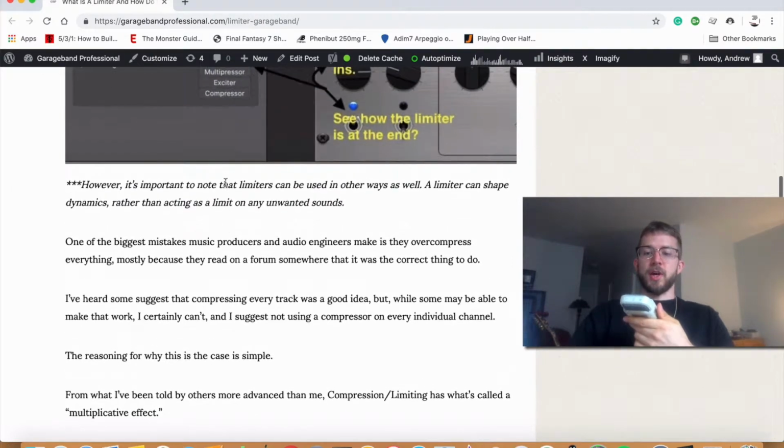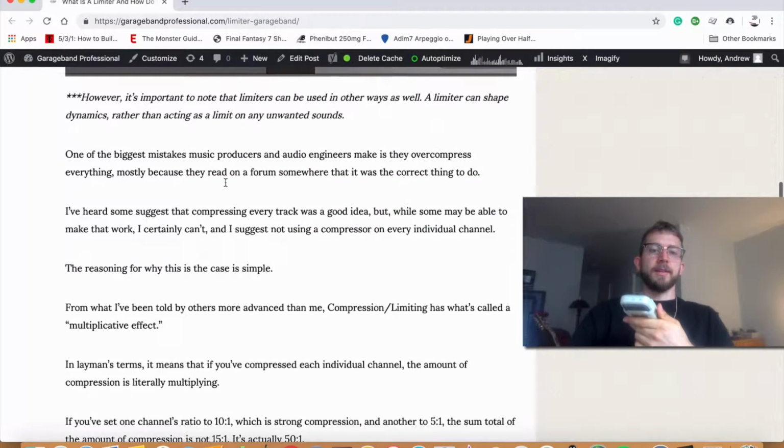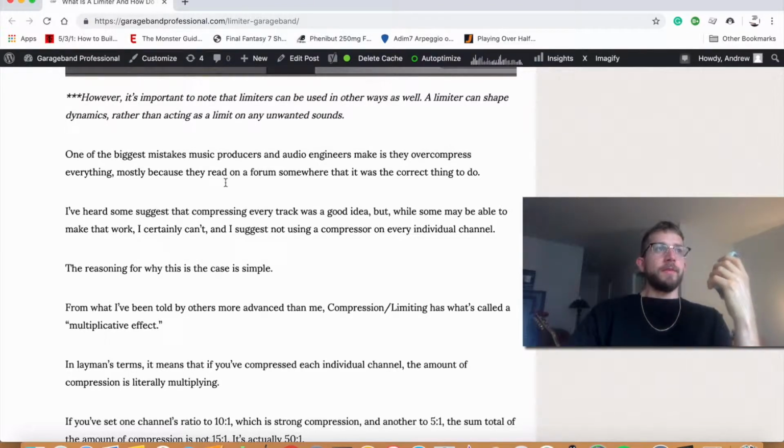I guess I should just talk a little bit about the fact that a lot of people overcompress, because there's a lot of talk about compression, and audio engineers and people in music production tend to think that they should compress every single track, because they read on a forum somewhere that compression is good and you need to compress everything. But you don't really have to do that.